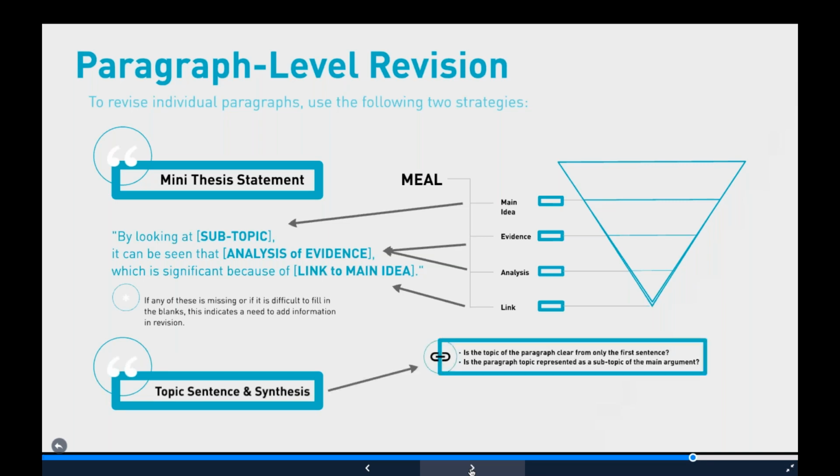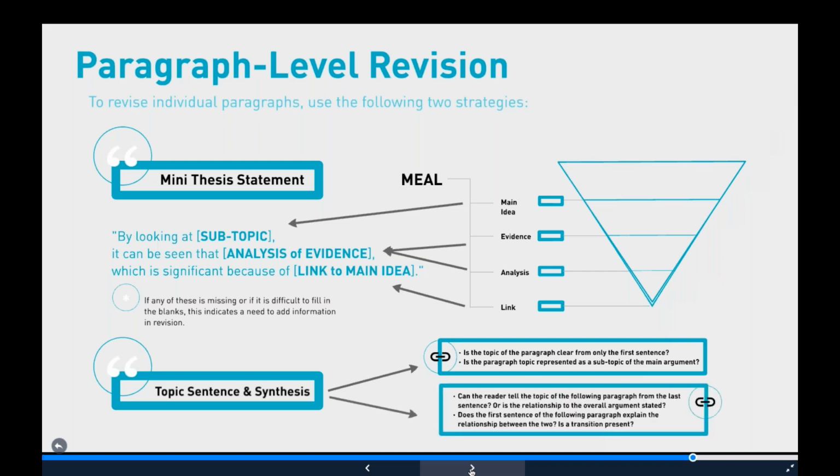Ask yourself, is the topic of the paragraph clear from only the first sentence? If the answer is no, revise. Then ask yourself at the end, can the reader tell the topic of the following paragraph from my last sentence? Or does the first sentence of the following paragraph explain the relationship between the two? Is a transition present? If you revise asking yourself these questions about the start and finish of each paragraph, you'll be sure to catch those questions about synthesis and transitions.